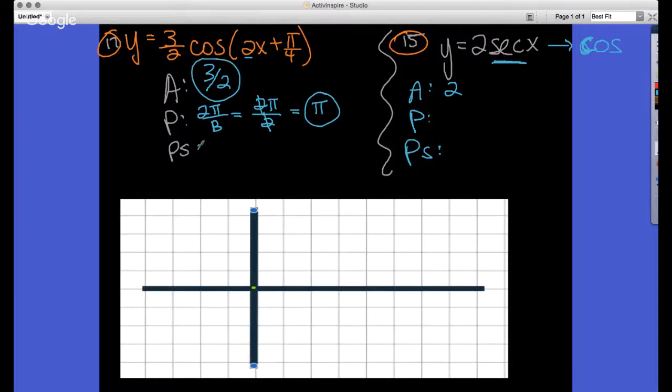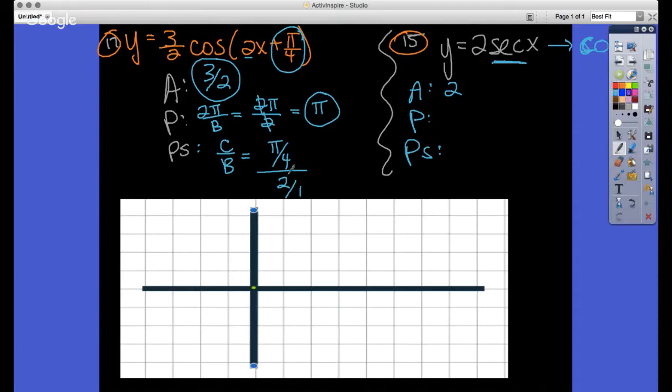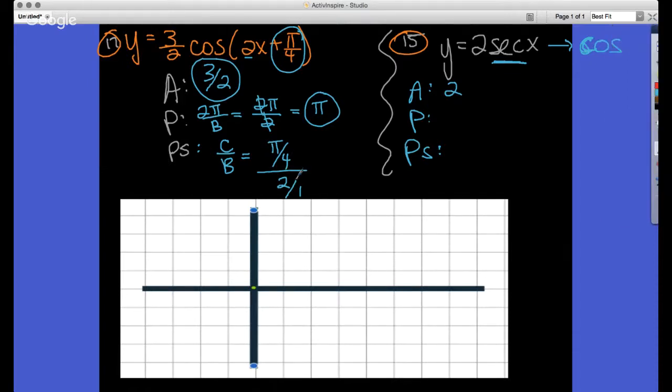Now, for our phase shift, we're going to do c over b, whereas c is the outside number, pi over 4, and b is the value of 2. So we're going to put that as 2 over 1. Now, some of you do it a little different. I'm going to make sure I stay consistent with what I've done, but if you have a different way of simplifying this, let me know, all right?